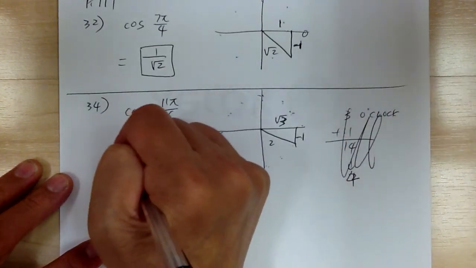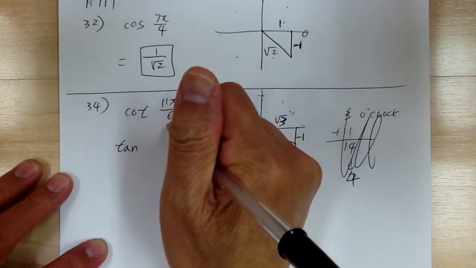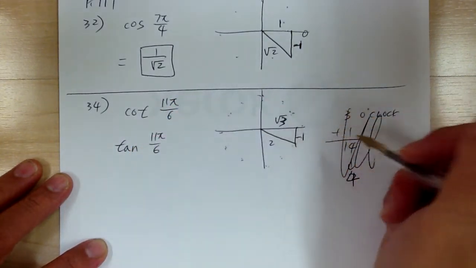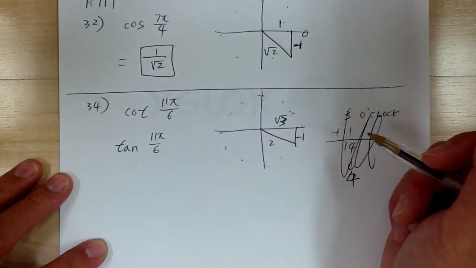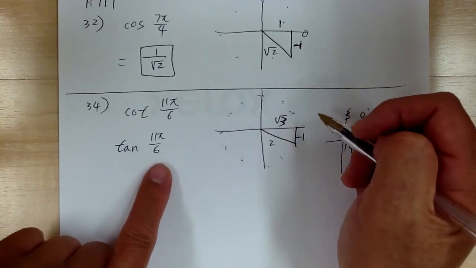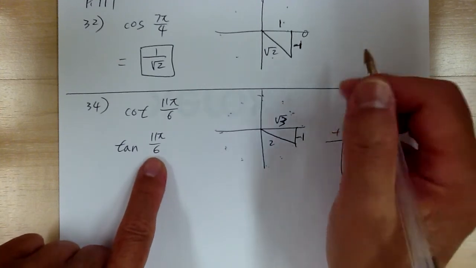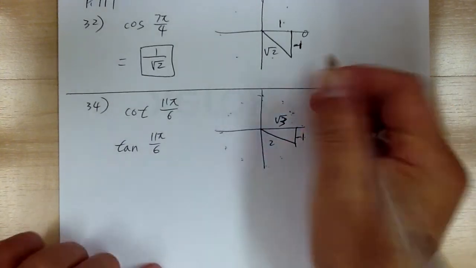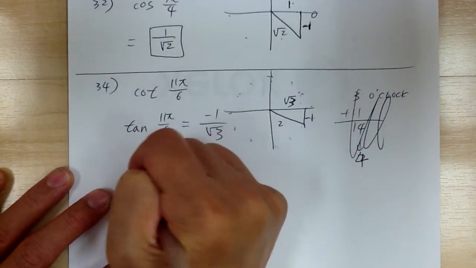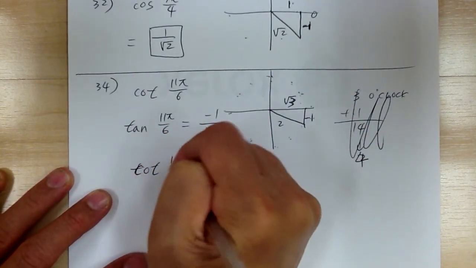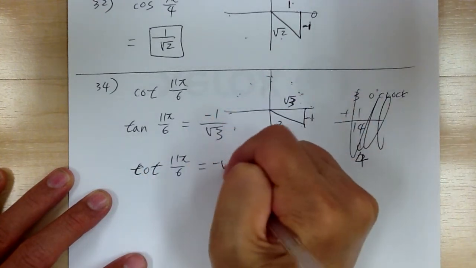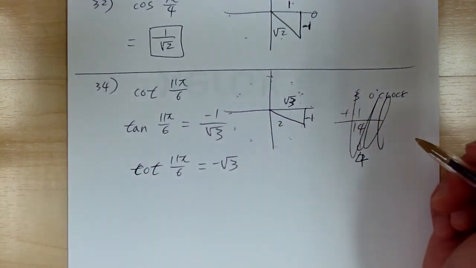Now again, if you're not familiar with the cotangent, just start with tangent. So the tangent is going to be sine over cosine. So sine over cosine equals negative 1 over square root of 3, and so cotangent of 11 pi over 6 is going to be equal to, you flip it over, so it'll be negative square root of 3.